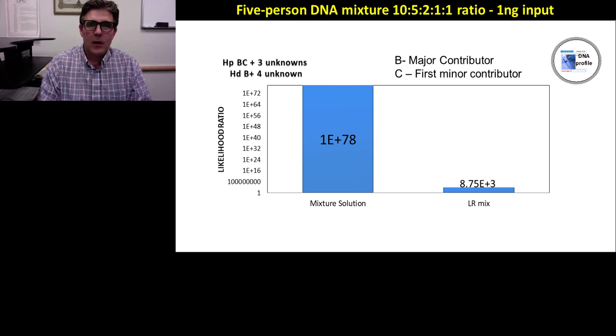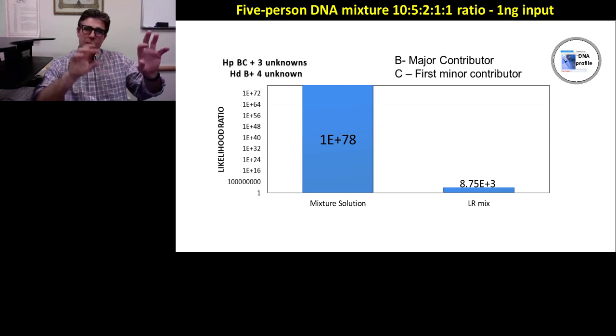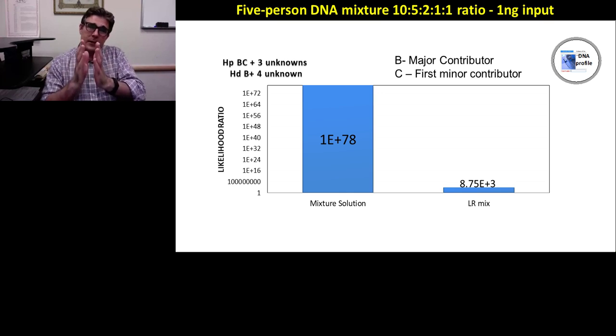And this is an example of a 5-person mixture where the hypotheses are that either it's a mixture between 2 individuals, B and C, plus 3 unknowns, or B plus 4 unknowns. So essentially the person of interest is Mr. C in this case, which was the intermediate contributor, the one that's at 5. And so a mixture solution is able to very effectively deconvolute the mixture and attribute the alleles to the different individuals, particularly the intermediate person.